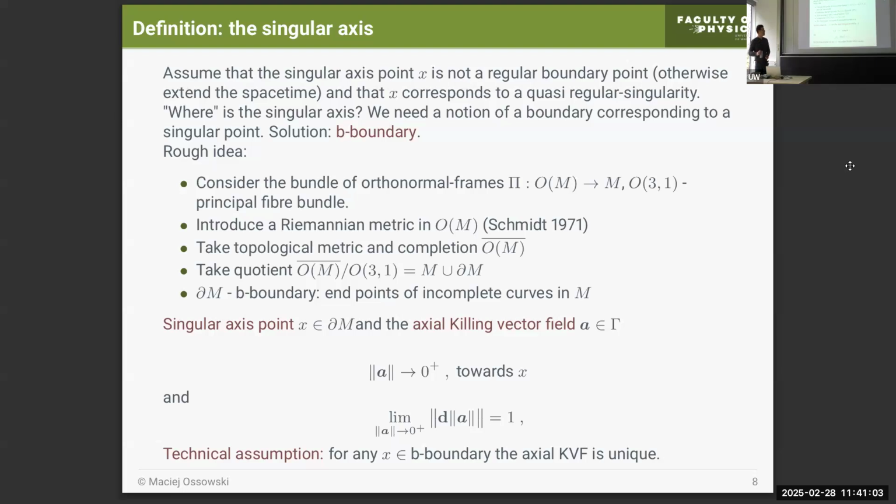What's d? d A is defined. It's just the exterior derivative. This is the gradient of a norm.